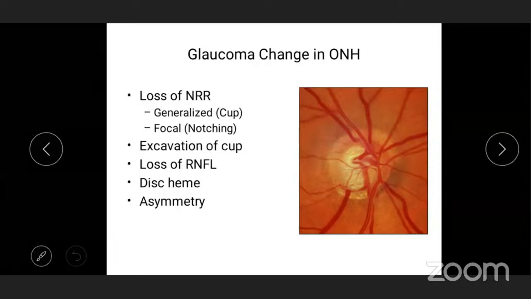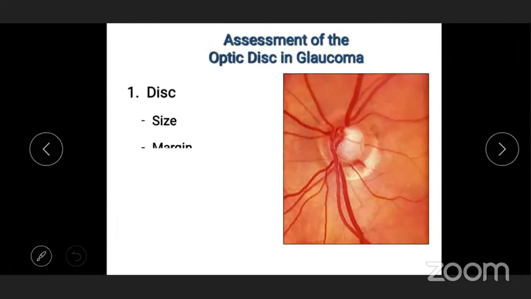Once you have a focal loss, that's known as notching, which I'll show you. And only when you have generalized loss of the rim do you get what you write most commonly, the cup. So evaluation of the cup we'll talk about again. The vertical one is more important. Loss of RNFL, disc hemorrhage, and asymmetry. This is not the complete list, but the most important ones to take home.